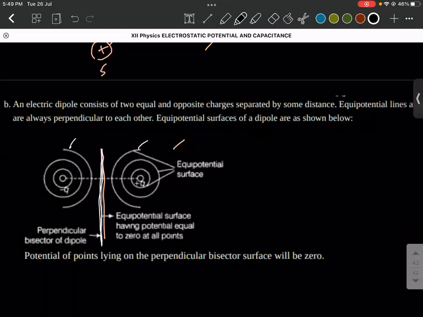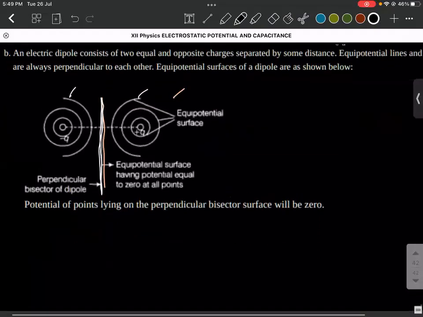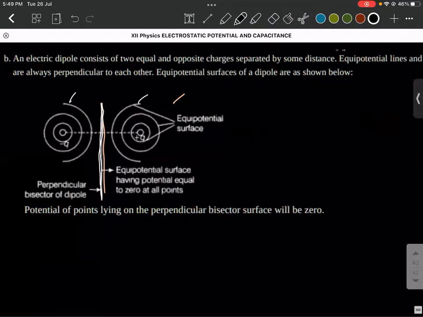So due to the positive charge, it will be separate. Due to the negative charge, it will be separate. Exactly at the center, you will have an equipotential surface, because at the center, what will happen? You will get an equatorial plane, and on the equatorial plane, every point has the same potential. That's it, right.